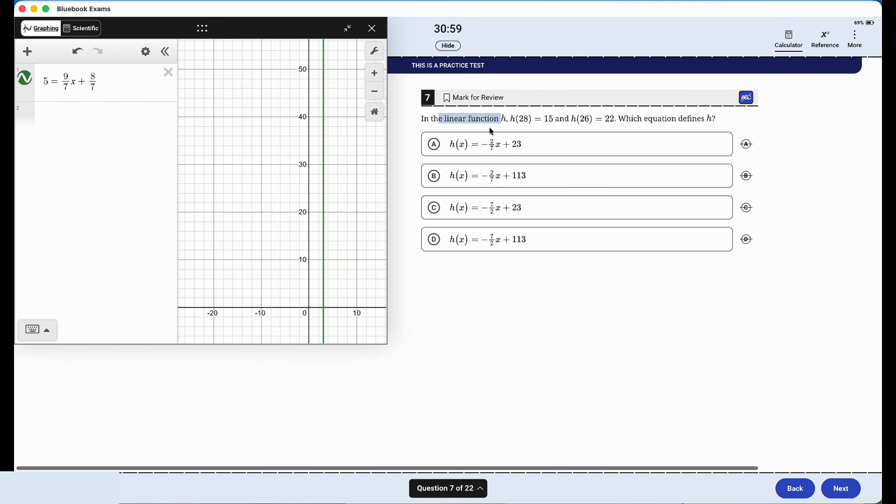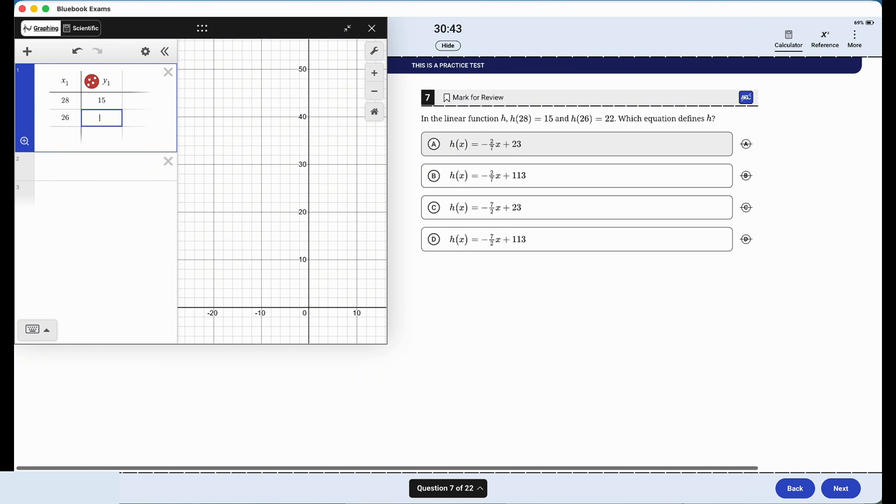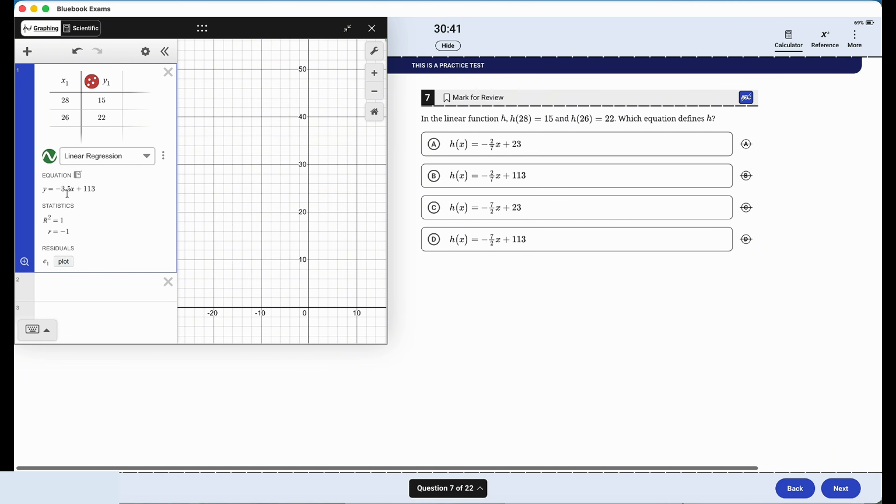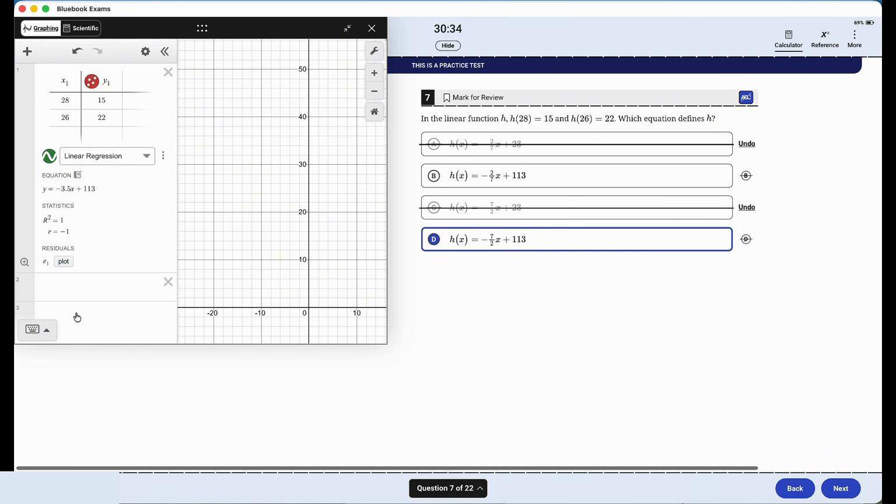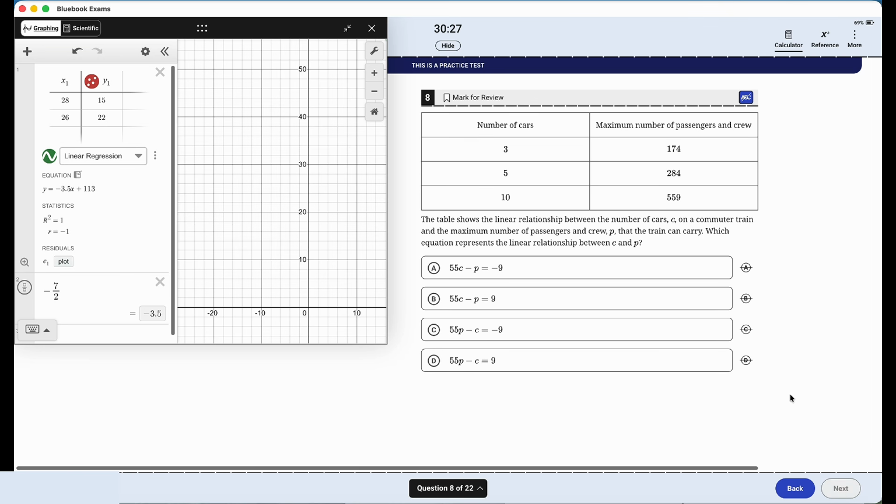Linear function. Okay, we just got to get a linear function. Easiest way, this is every test. You got to know this. Add the table. Put in your 2 points. Now, the weird thing about this is how they wrote the points. This is function notation. You see h of x, right? You got to know that this thing in here is x and this is your y. So you see my points 28, 15, 26, 22. Smash the regression button. Here's my equation, negative 3.5x plus 113, right? So it's one of these. And if you're not sure, it's d. But if you're not sure, you see, because Desmos will give it to you as a decimal, just throw that fraction in and you can see it doesn't match that decimal, right?